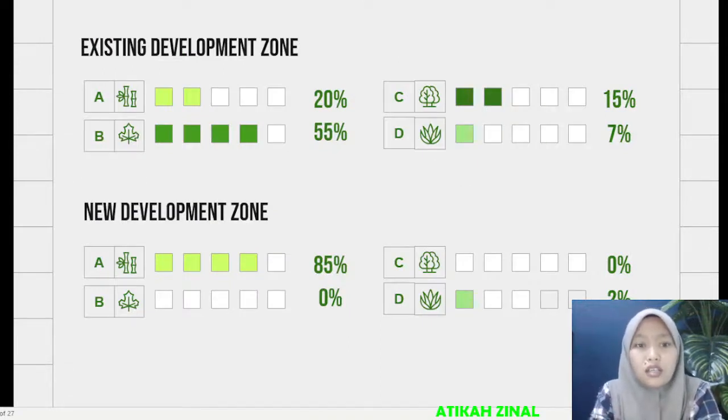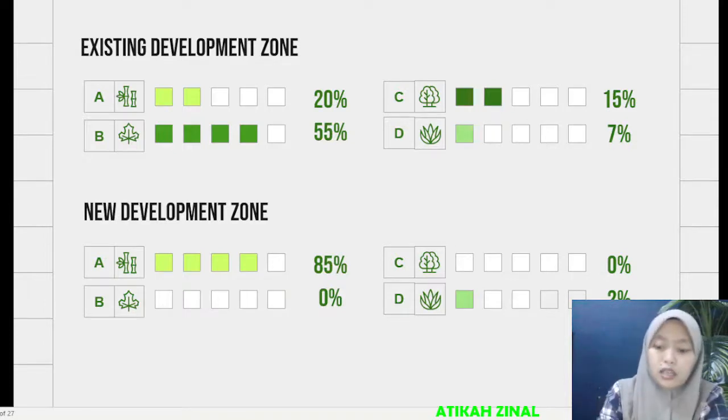At the existing development zone, you can see only 20% is open canopy, 55% is intermediate canopy, 50% is dense canopy, and only 7% is palm. It is really different from the new development zone, where the value is large for the open canopy at 5%, with no percent for the intermediate and dense canopy, and only 2% for the palm canopy.